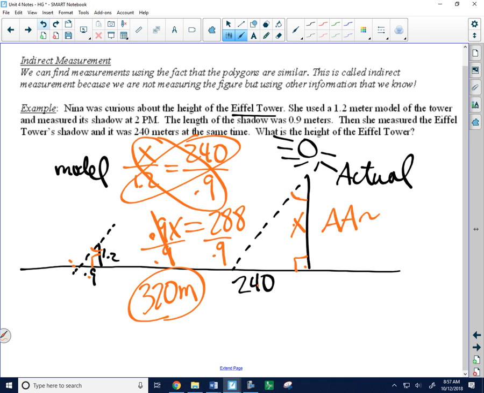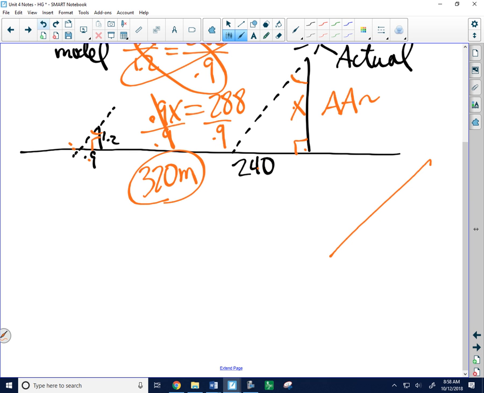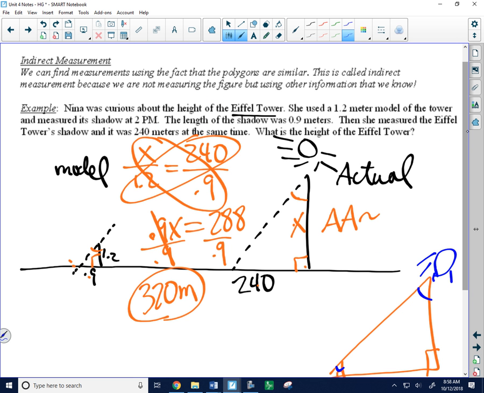The other thing I want to say about this one is you could have also drawn these as overlapping triangles. The model here, and the sun's up here. Okay, you still get the same thing and the same reason. I just decided to separate them. So, because they're similar by angle, you can set up a proportion and so on.